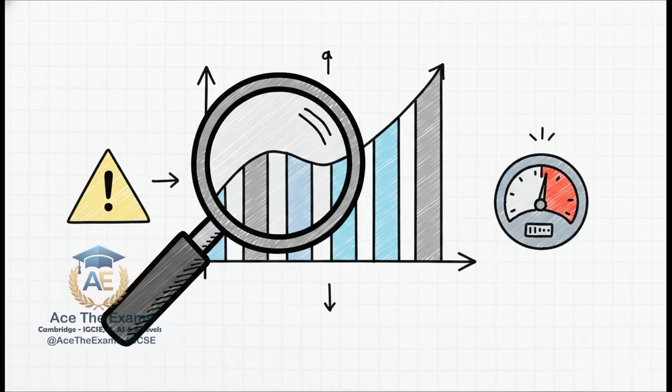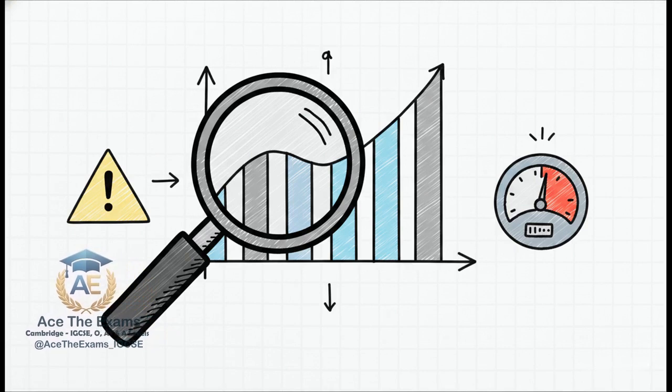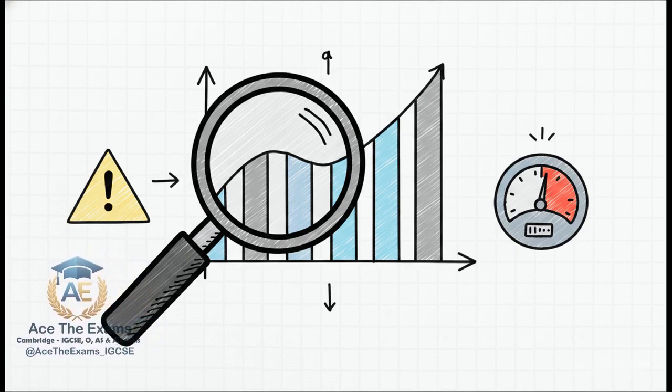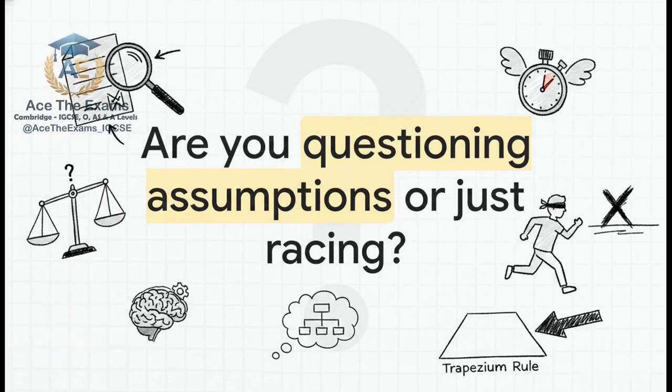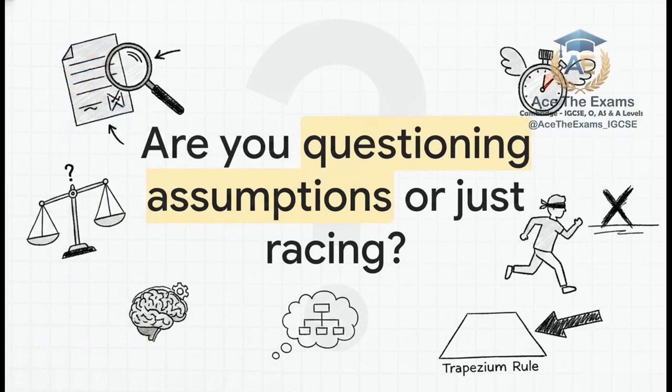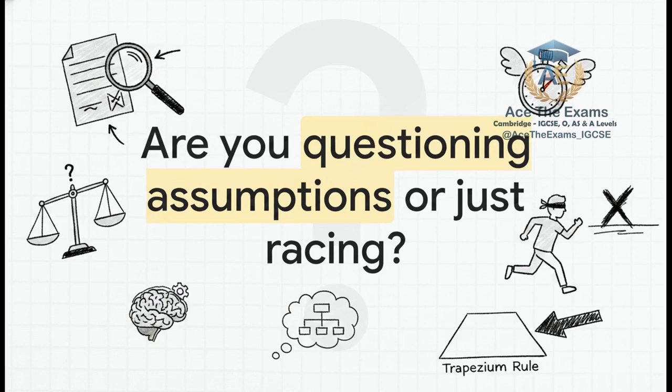Ask yourself, if this assumption I made is even slightly off, does it completely invalidate the final number? So I want to leave you with this provocative question as you head into your next study session. Look at your past paper practice. Are you questioning your assumptions, evaluating evidence, and checking for reasonableness? Or are you just like Sam, blindly racing to the final number?